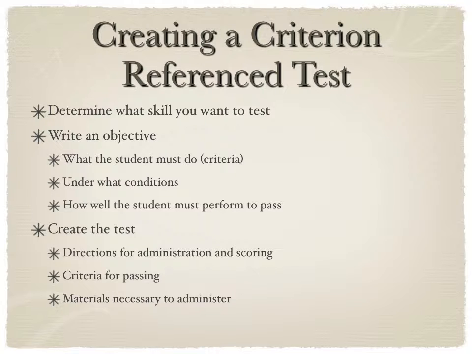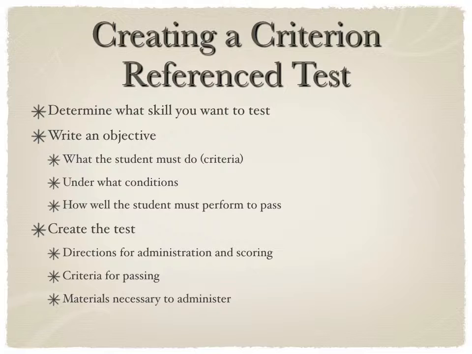So, some steps in creating a criterion reference test, if you would develop one of these on your own to evaluate the effectiveness of an intervention or a curriculum, you would want to first determine and define what skill you want to test. You would write an objective. So you would establish what the student must do and create a criteria.